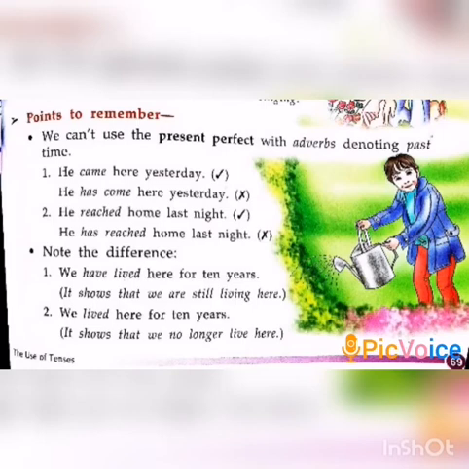See, note the difference. We have lived here for 10 years. It shows that we are still living here. And we lived here for 10 years. It shows that we no longer live here. So differentiate the meaning of the sentences.